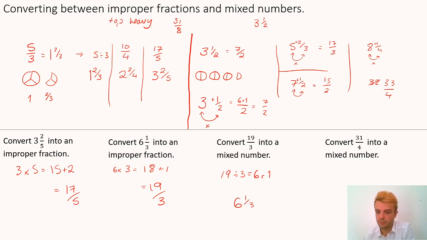And finally, 31 over 4 into a mixed number. We start with 31 divided by 4, which is 4, 8, 12, 16, 20, 24, 28, 32. I can get 7 in there. That took me to 28. And if that took me to 28, then there are 3 remainder. And if the answer is 7 remainder 3, then that means the answer is 7 3/4.